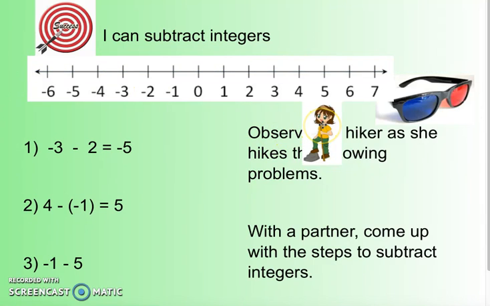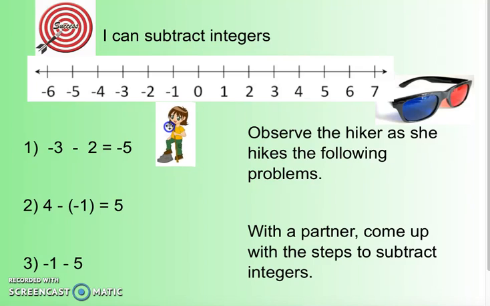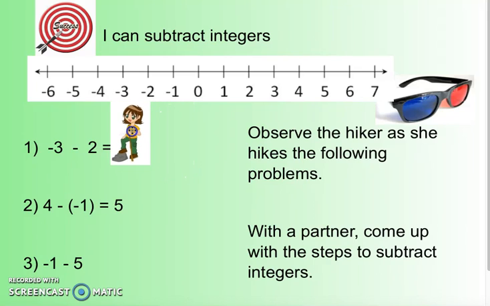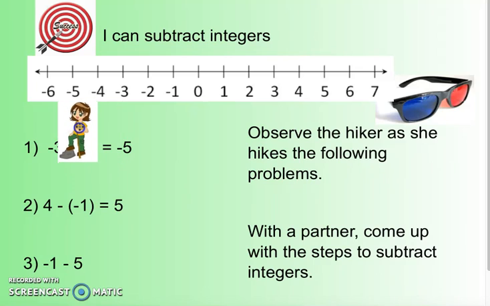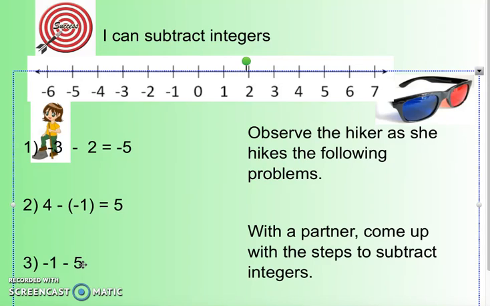Okay, let's do another one. She started at -1. She's facing the negatives. It's a subtraction problem. And this is a +5. So that means she moves forward 5. 1, 2, 3, 4, 5. And she landed at -6.